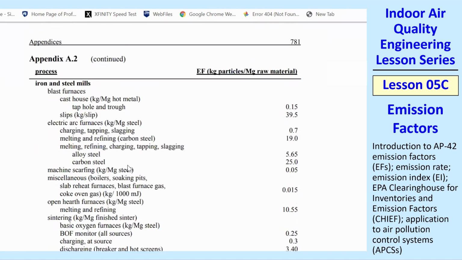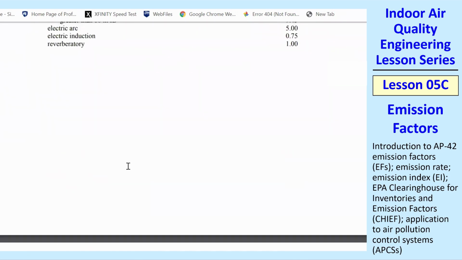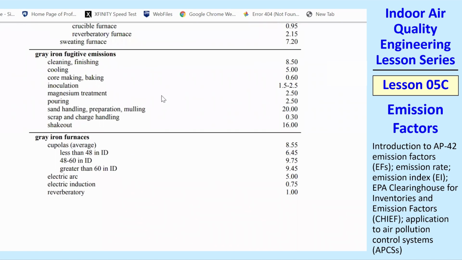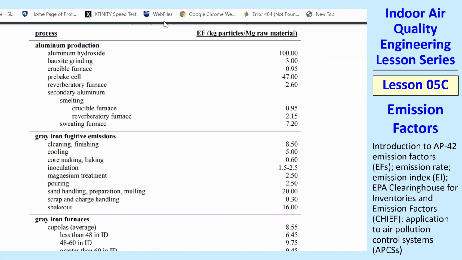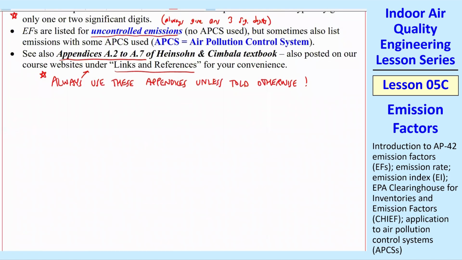And you could scroll down and find this. The easiest way to do this is to do a Control F so that you can type in something to search for. And I'll show you an example of that in a minute. A quick comment here is that you want to always use these appendices unless I tell you otherwise. So for all your quizzes, homeworks, etc., use these.